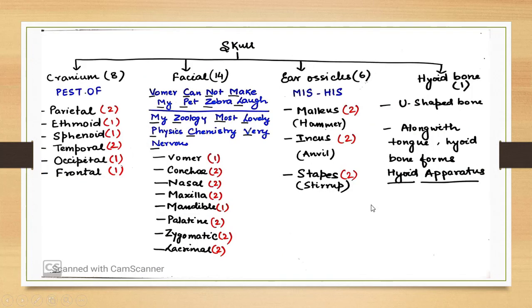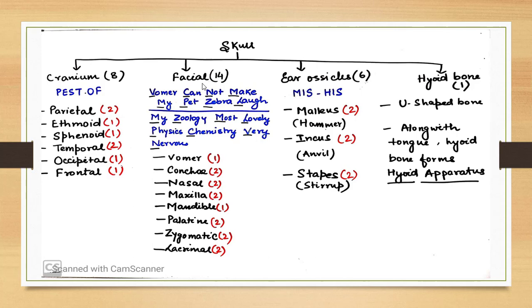Now we will start with the detailed description of the bones in the skull. Cranium has got 8 bones and you can remember it by a trick, PEST off. P stands for parietal, E for ethmoid, S for sphenoid, T for temporal, O for occipital and F for frontal. And you can also find a trick here, 2 1 1 2 1 1. So this is the number of the bones that are present in the cranium. There are 2 parietal bones, 1 ethmoid, 1 sphenoid, 2 temporal, 1 occipital and 1 frontal.